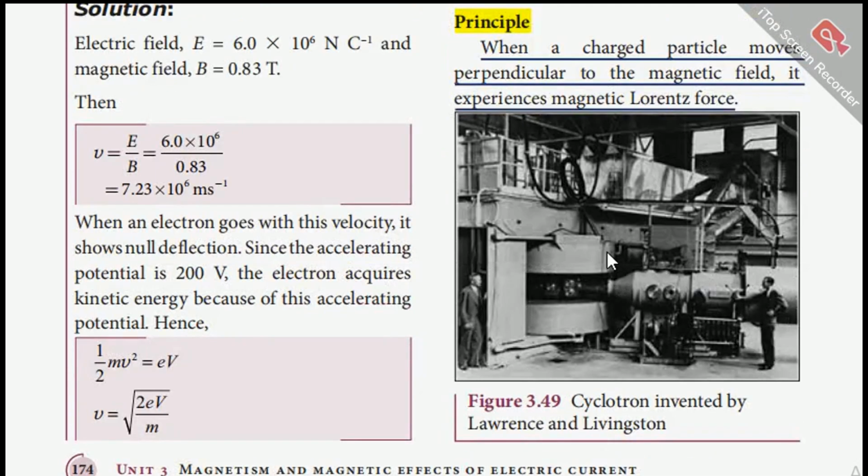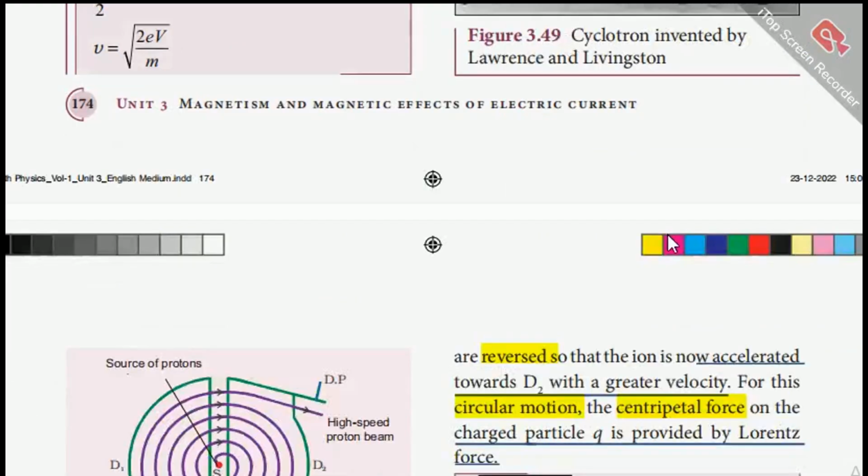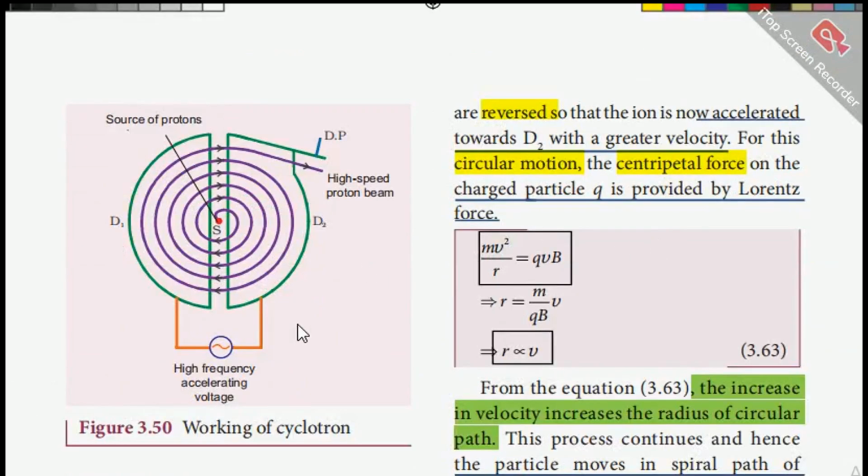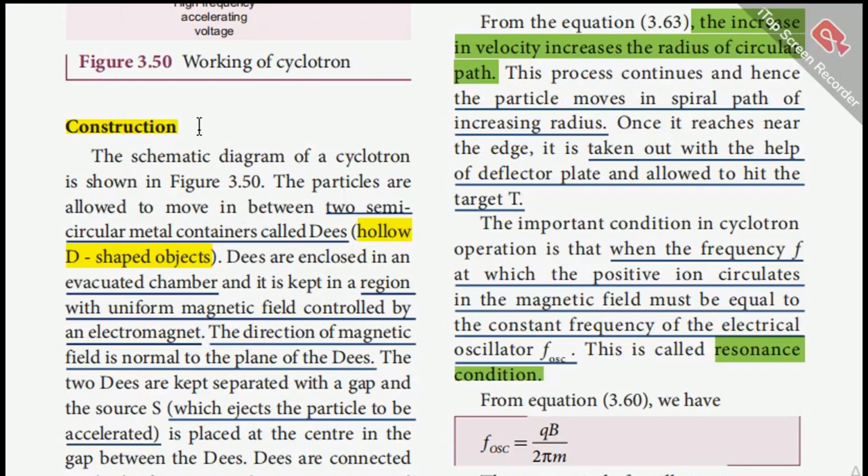This picture shows a cyclotron which was invented by Lawrence and Livingston. So this is how a cyclotron works. It has two Ds, and the source of protons is kept at the center of the Ds. As the fields are applied, these protons go in a circular path, increasing its radius and coming out with high energy. So the construction is like this.